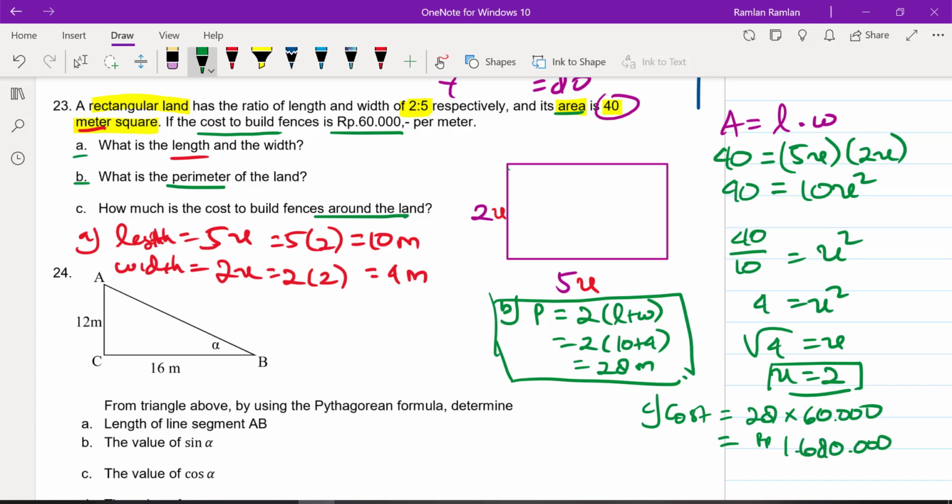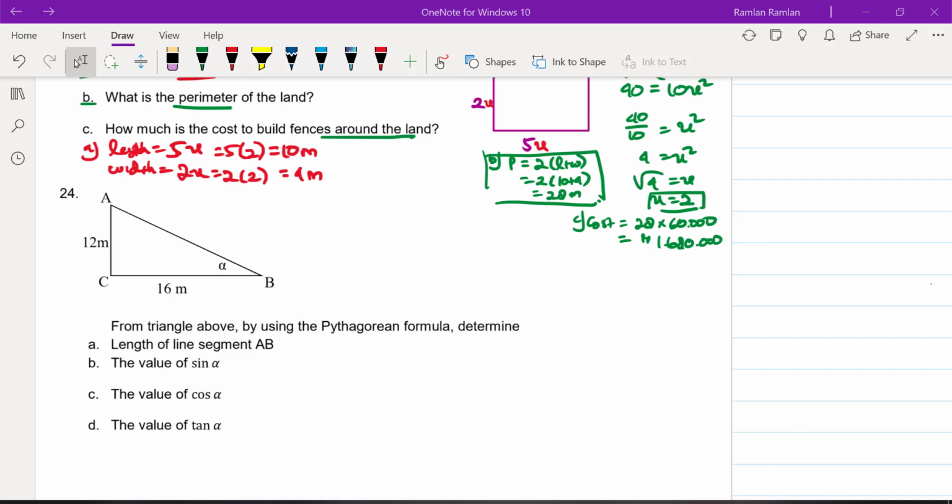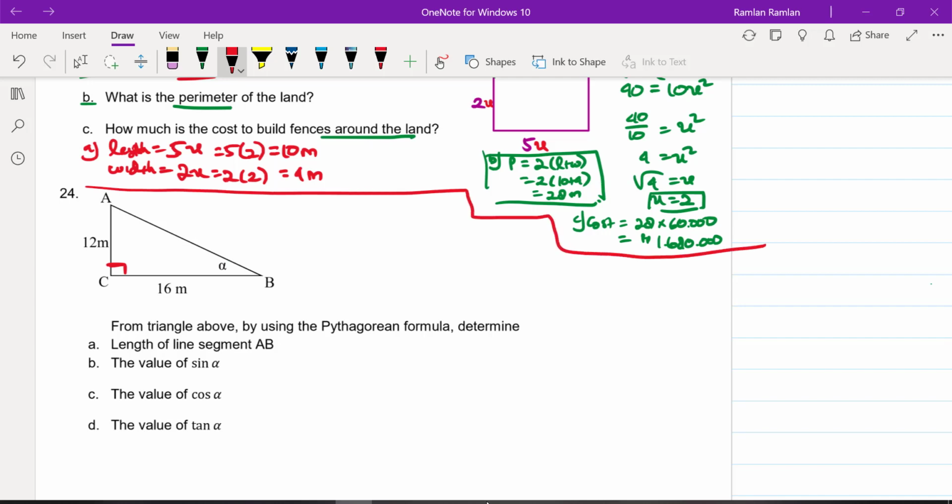Number 24. We have a triangle here. Actually, I forgot to put this symbol here. So from the triangle above, by using the Pythagorean formula, determine the length of segment AB. Okay, so this is the first thing that we need to find. Again, we have that Pythagoras formula, right? So let's use that. So question A, I'm gonna write down c squared equals a squared plus b squared.